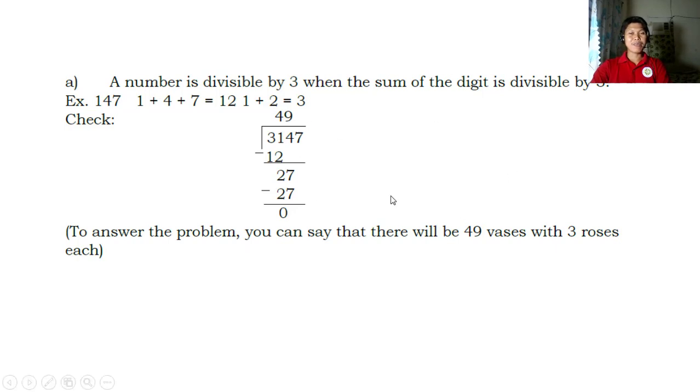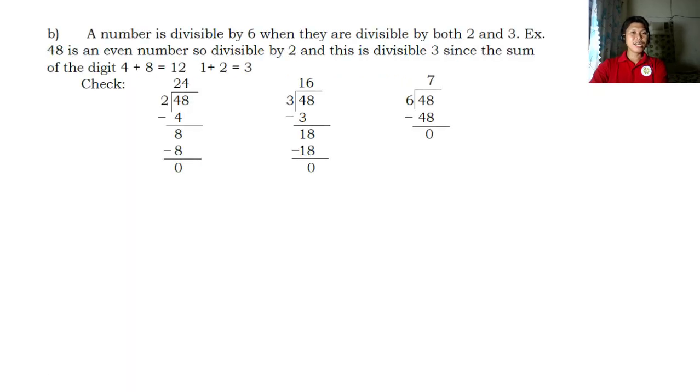See? Mahirap tingnan ng problem, pero ganyan lang pala kadali ang solution. Okay? So next, a number is divisible by 6 when they are divisible by both 2 and 3. Kagaya nga sabi ko kanina, dapat even number siya. So, kagaya nito, example 48.